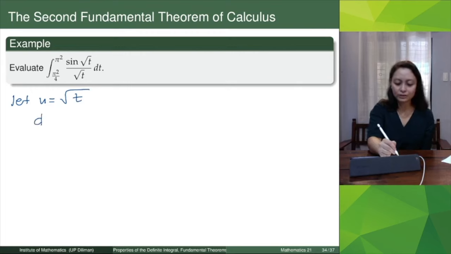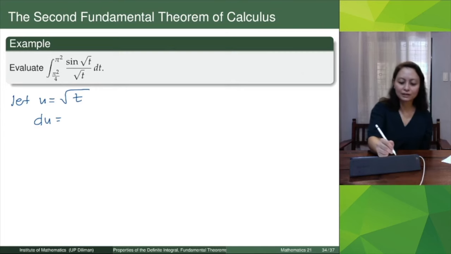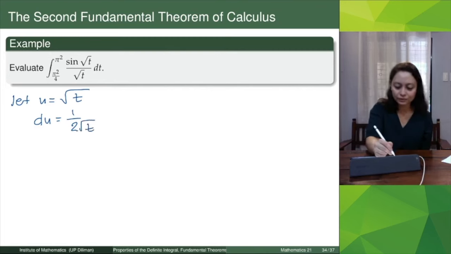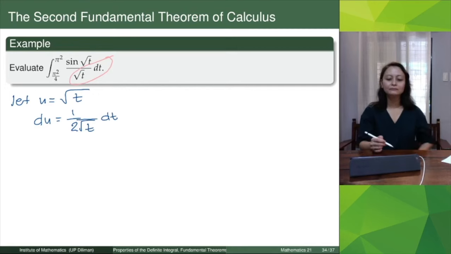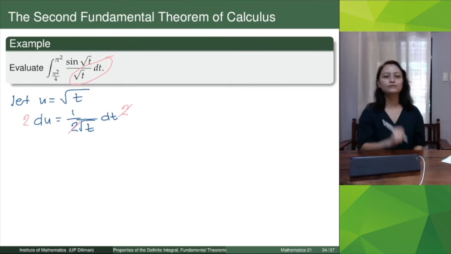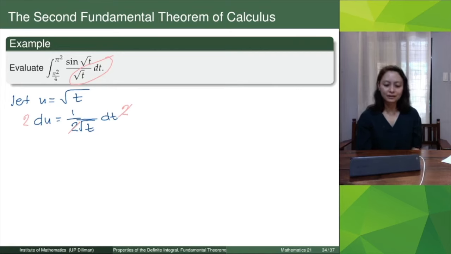So, if u is square root of t, du is, remember, square root of t is t raised to 1/2. So ang derivative nun, 1/2 t raised to negative 1/2. Or nandito sa denominator yung square root of t. So dun sa integrand, meron tayong dt over square root of t. All we have to do is to multiply this by 2, para yung dt over square root of t is equal to 2 du. So okay na, we were able to write the integrand in terms of u.